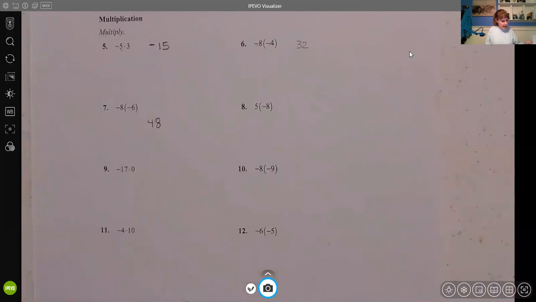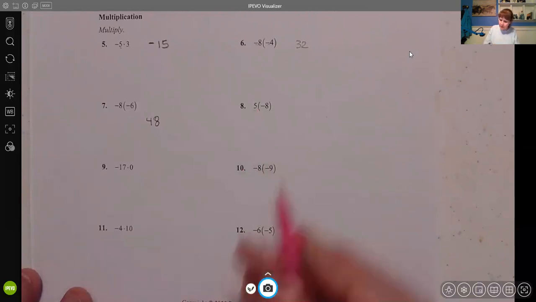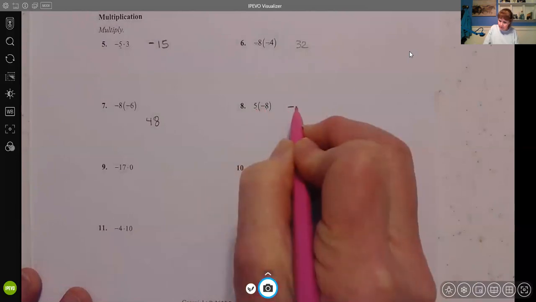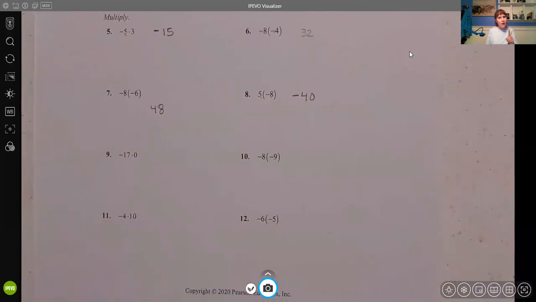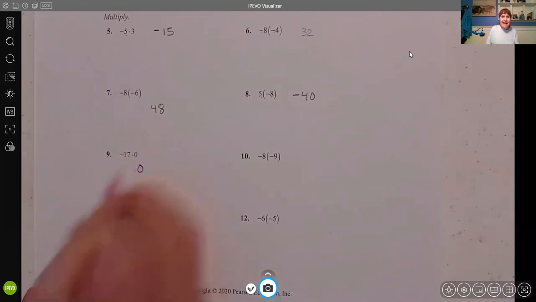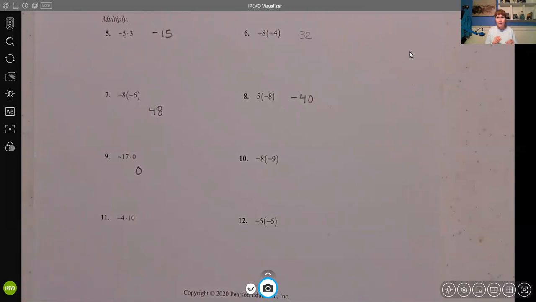All right, let's look at number 8. There's 1 negative. If you have an odd number of negatives, your answer is negative 40. Let's look at number 9. I have 1 negative, but I'm multiplying by 0. Whenever you multiply by 0, you always get 0 as an answer. 0 is neither negative nor positive. So even though we do have 1 negative and 1 is odd, we're not going to put the negative there. 0 is 0.